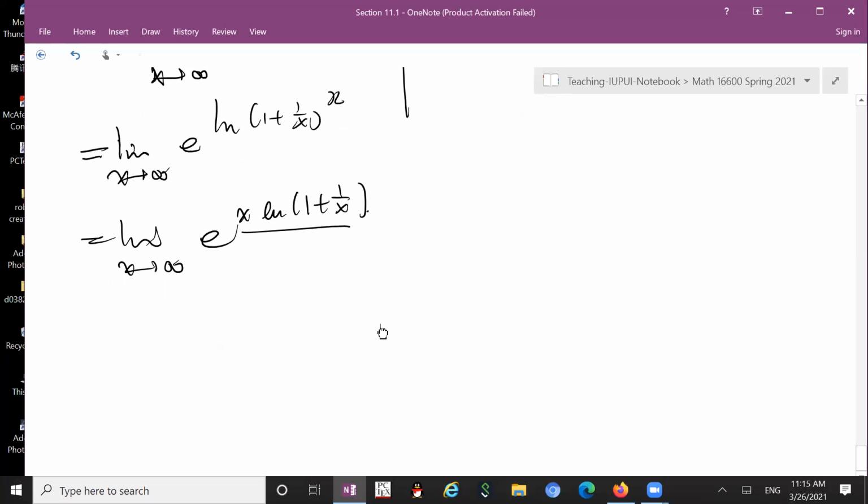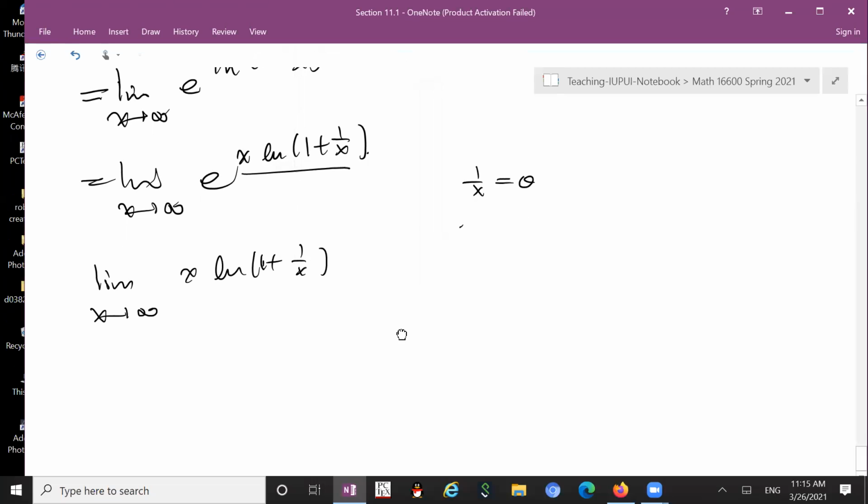You can even change the variable. If you let 1 over x be theta, that is better. Otherwise, it's just a little bit complicated. That's okay. We don't need to change it. So this limit can be natural log of 1 plus 1 over x, over 1 over x. So when x approaches infinity, the numerator approaches natural log of 1, which is 0. So this is a 0 over 0 type.